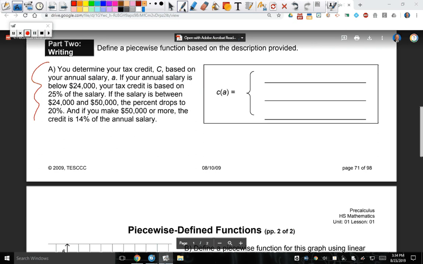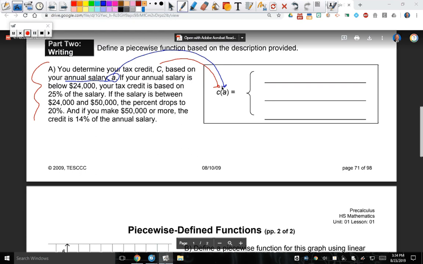Determine a piecewise function based on the description provided. You determine your tax credit, C, based off of your annual salary, A. So if your annual salary is below $24,000, what does that look like? If you're using letters and I say your annual salary is below $24,000, what would you write and where would you write it? Okay, so look, I heard both of them. I heard X and I heard A. We're going to use A because our input variable is A.